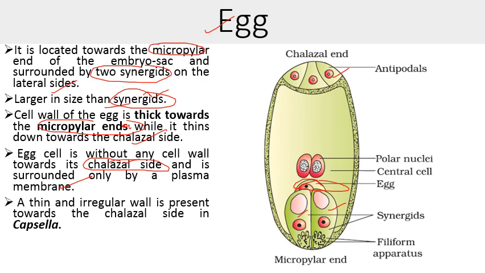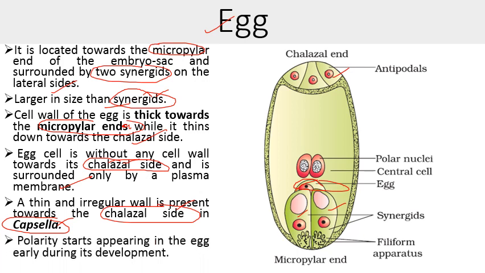A thin and irregular wall is present towards the chalazal side in Capsella. Capsella के case में एक thin और irregular wall present होती है chalazal side पे. Otherwise, in most of the cases, cell wall is absent at chalazal side of the egg. So polarity starts appearing in the egg during its development. So egg भी polarity show करता है, means differentiation in its two ends, that is micropylar end and chalazal end.